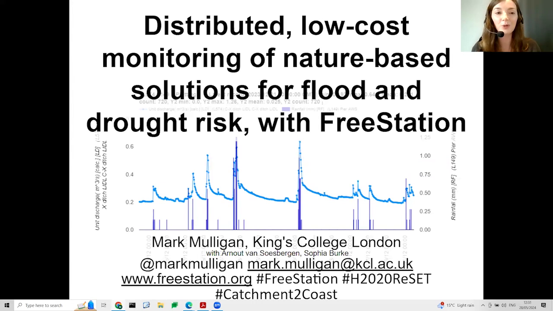We are delighted to be joined by Mark Mulligan, Professor of Physical and Environmental Geography at King's College London and Honorary Fellow of UN Environment World Conservation Monitoring Centre. His research involves fieldwork around the world, and he is also a developer of a range of open-source, web-connected instruments for environmental monitoring through the FreeStation and FreeSensor initiatives.